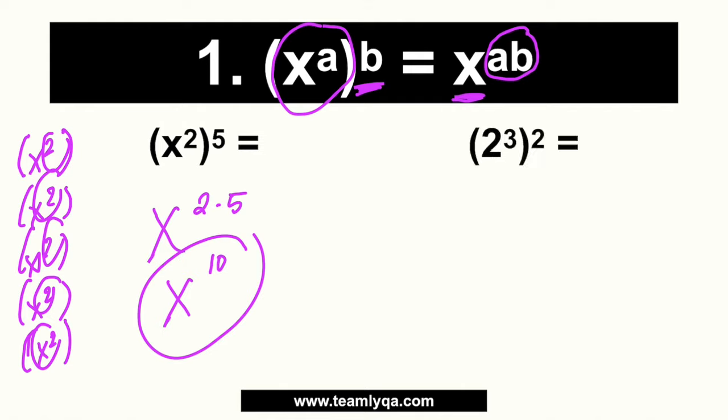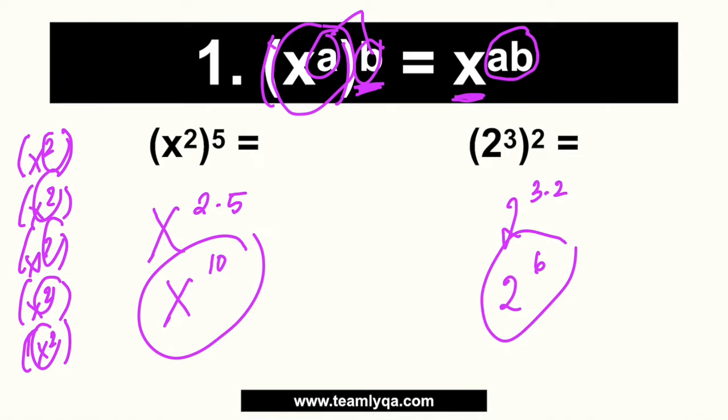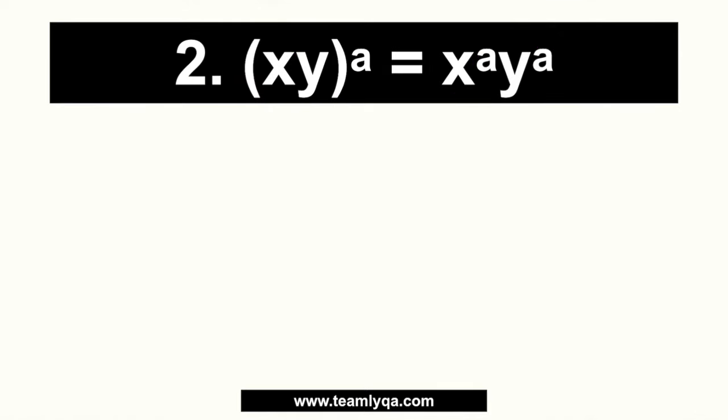Now, it's the same thing if we have numbers. Like, for example, ito, 2 raised to 3, tapos yun ay raised to 2. Instead of iisa-isahin mo siya, ang gagawin mo na lang would be 2 raised to 3 times 2 or 2 raised to 6. And you have the answer right away. Okay, so again, kapag siya ay naka-parenthesis, multiplied yung dalawang exponents. Okay? Now, ito yung second rule.